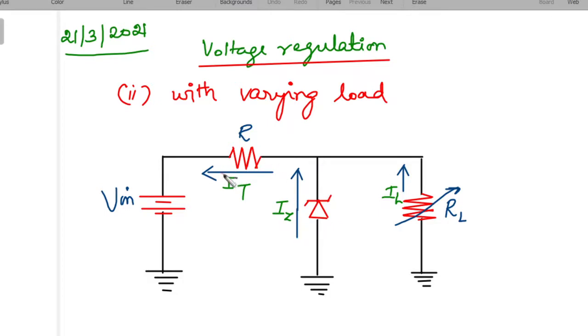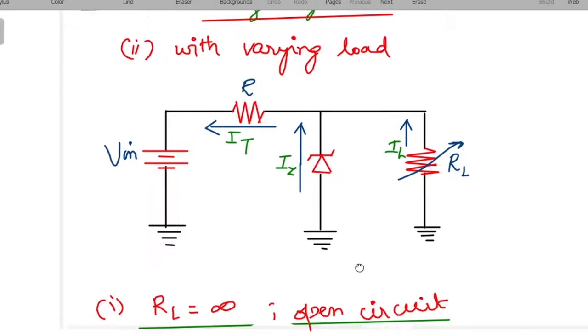We should also know that the total current flowing through this is the sum of the Zener current and the load current. In this second category, the load resistance value is changing, because of that IL is changing. Even then the output voltage will not be changed. That is the thing we are going to learn.